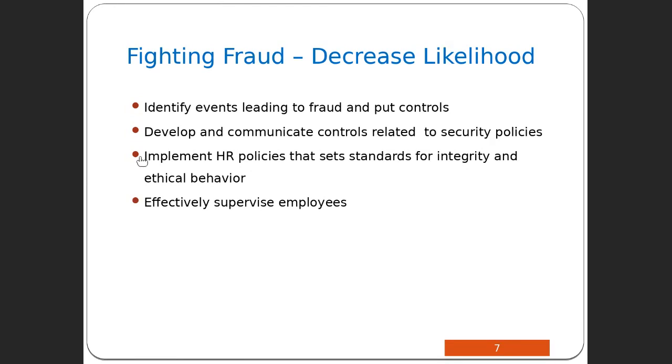The third point is implement a human resources policy that sets standards for integrity and ethical behavior. Now, this is very important. There should be a code of conduct. The employees should know that they are supposed to act honestly, they're supposed to act ethically, and any unethical or dishonest behavior will not be tolerated. So this is made known to the employees, and everybody signs the contract knowing that they could be disciplined if they were caught. And then effectively supervising the employees.